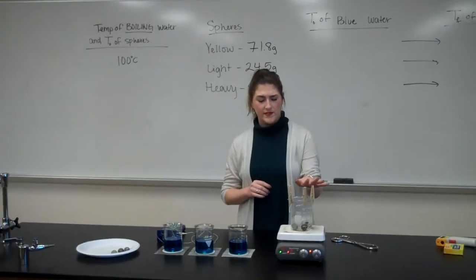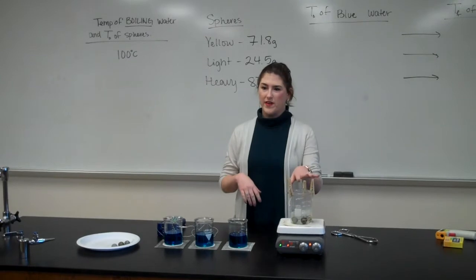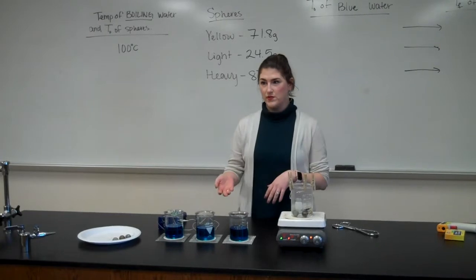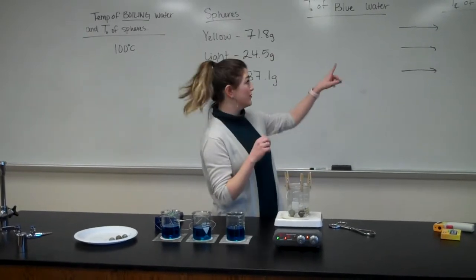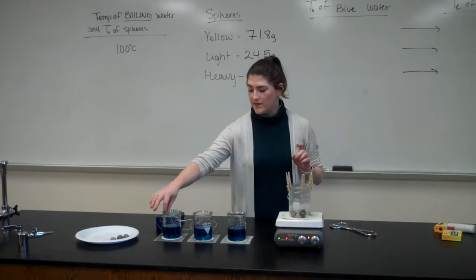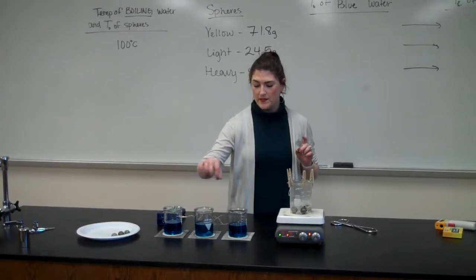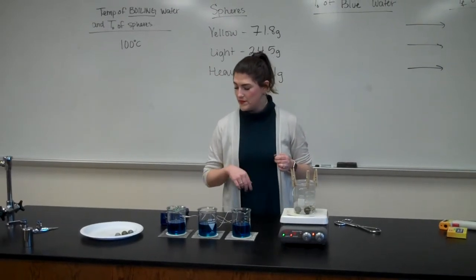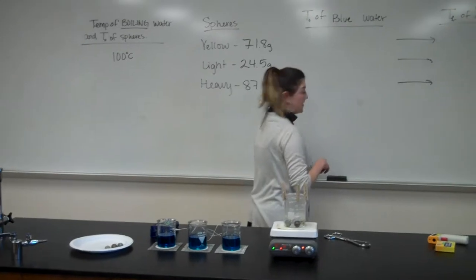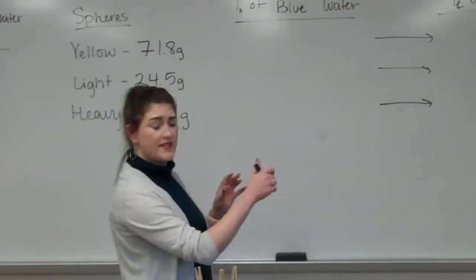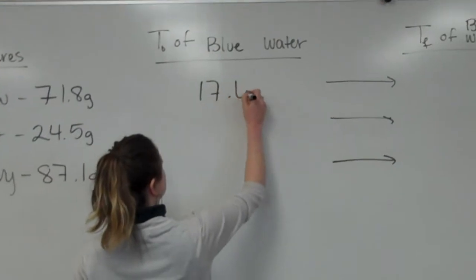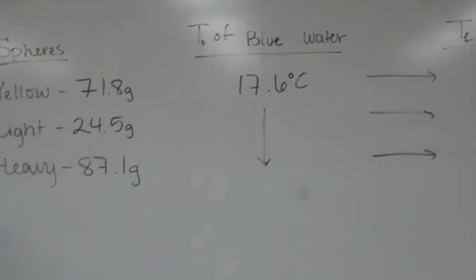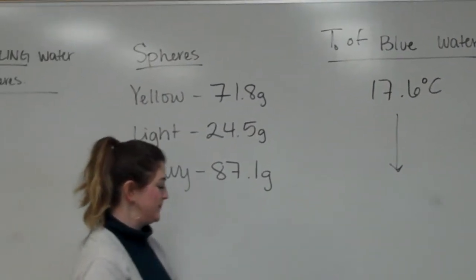We've got similar spheres inside boiling water. The reason that we've got them in the boiling water is to raise their temperature in order to see the process of heat transfer into the blue or the room temperature water. So I've got 3 beakers of 200 milliliters of 200 grams of room temperature water, and they've been sitting here and I've been monitoring their temperature, and we've got a temperature of 17.6 degrees Celsius. So you can put that as the initial temperature of the blue or the room temperature water.